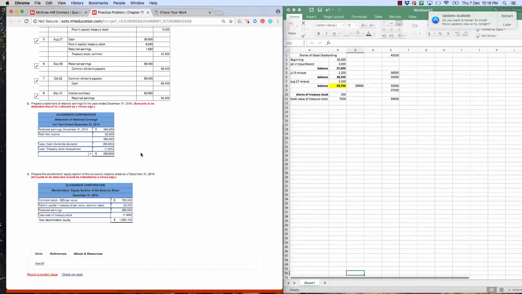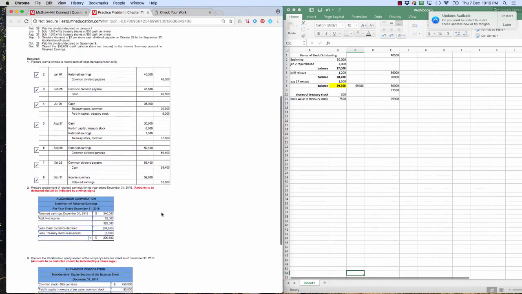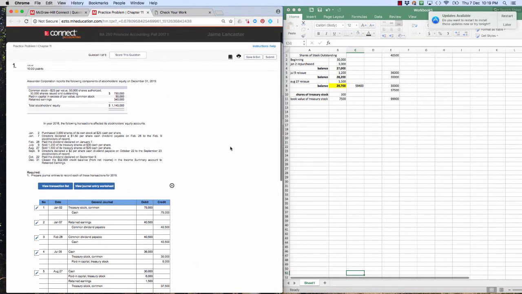So our total stockholders' equity is $1,083,100. And that is the solution to this problem. And I hope it helps you when you go to work your problem number 11. Let me know if you have any questions, and I will get back to you.